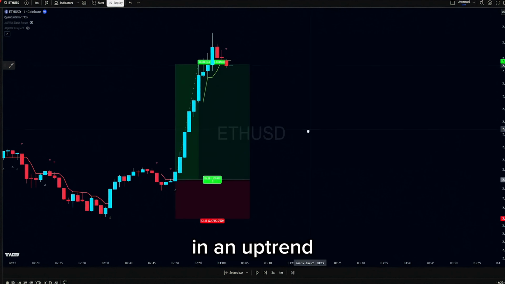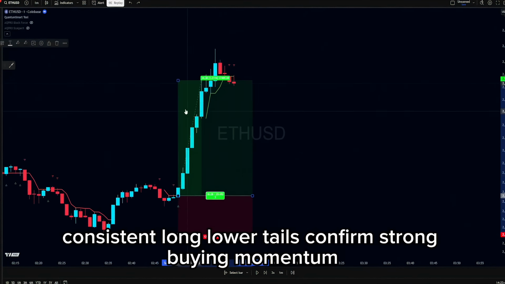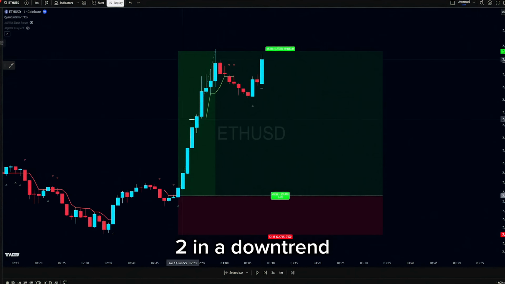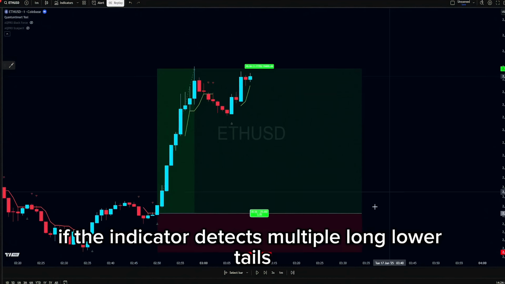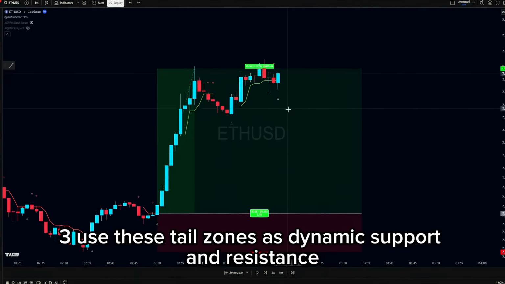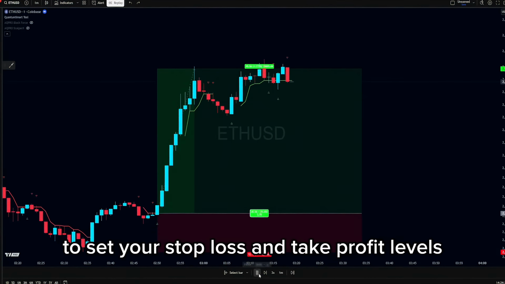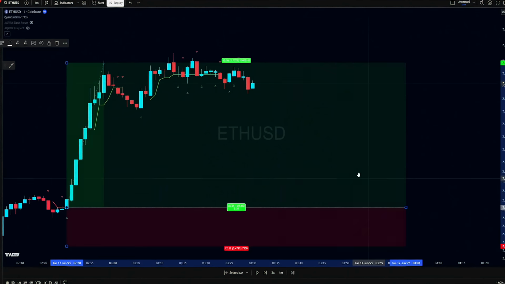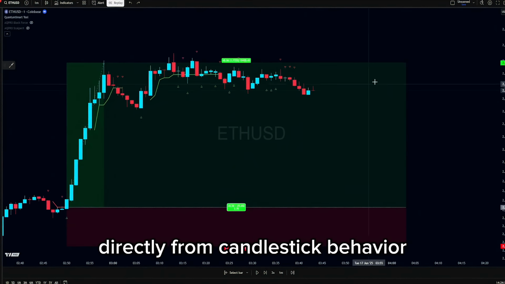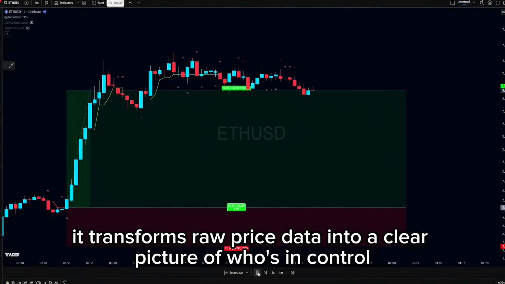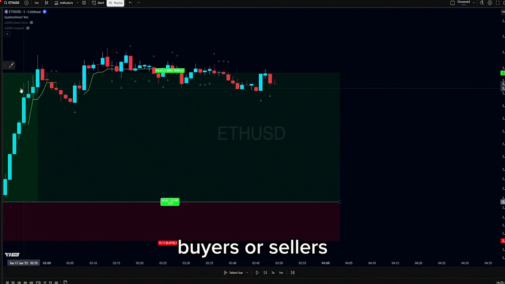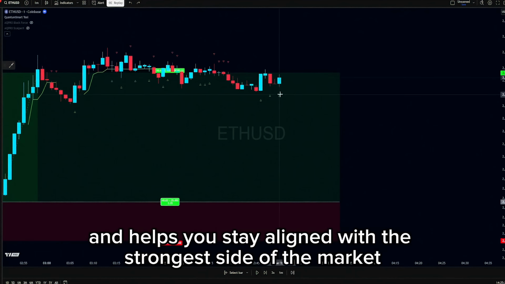1. In an uptrend, consistent long lower tails confirm strong buying momentum, suggesting it's safe to stay in the trade. 2. In a downtrend, if the indicator detects multiple long lower tails, that could signal a potential bullish reversal. 3. Use these tail zones as dynamic support and resistance to set your stop loss and take profit levels. In essence, tail trend gives traders a unique way to read market psychology directly from candlestick behavior. It transforms raw price data into a clear picture of who's in control, buyers or sellers, and helps you stay aligned with the strongest side of the market.